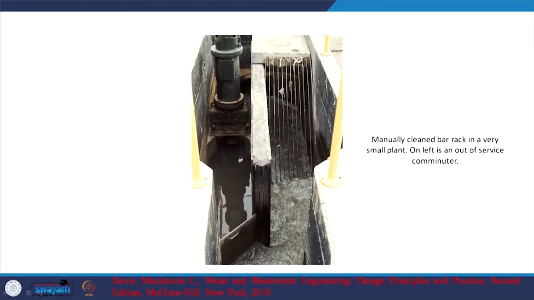And let us see, this is the manual screen, a manually cleaned bar rack in a very small plant, right, just easy to maintain, so that you guys can see the kind of particles that they were trying to capture. A comminutor which was used to pulverize, but it is now not functioning, I guess. So, that is something to keep in mind.